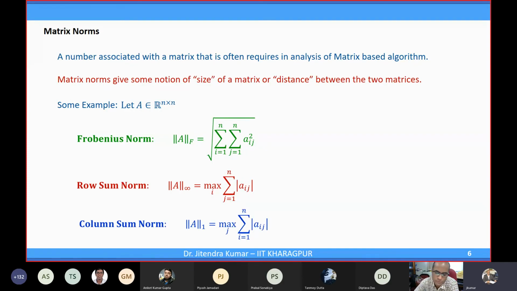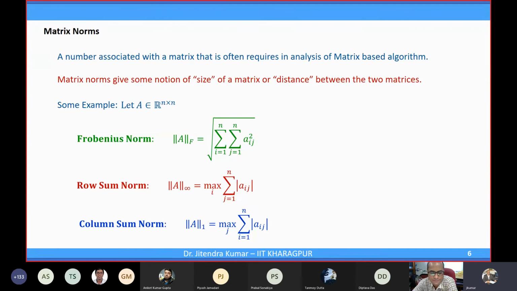There is a column sum norm also, where the notation is A1, here A infinity, here AF. The column sum is when you add these columns and then pick the maximum one among all these summed values. Then that is called the column sum norm.